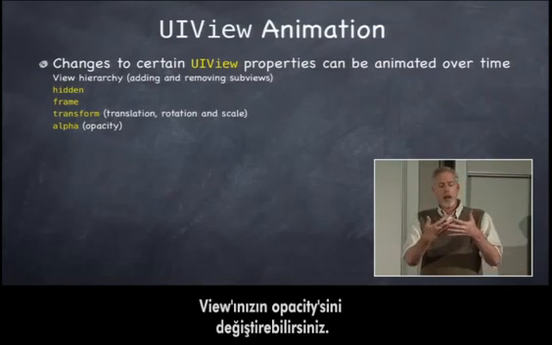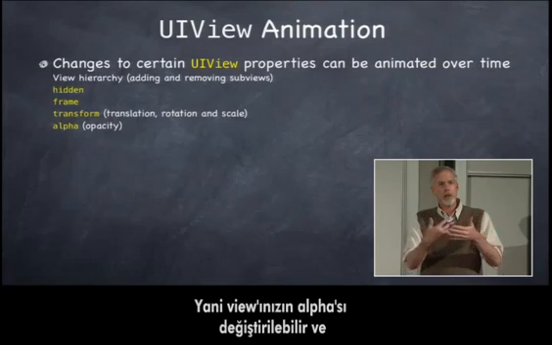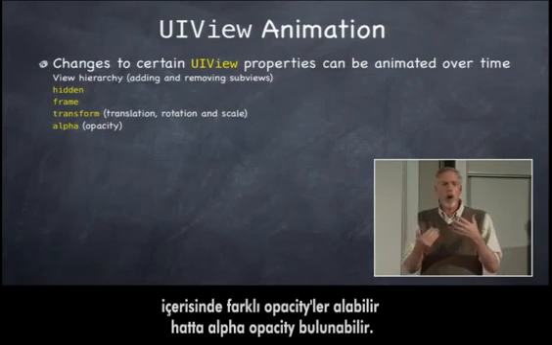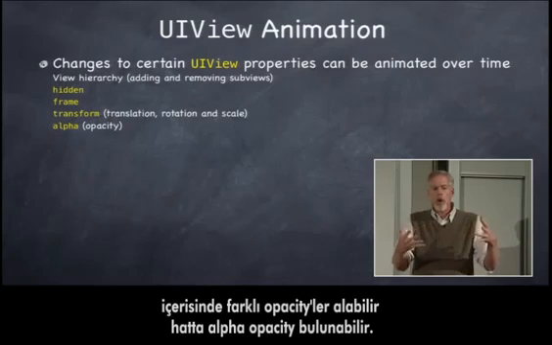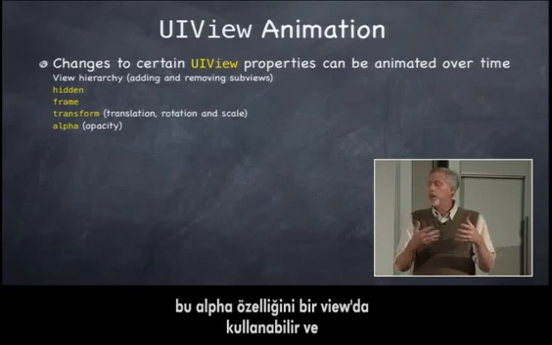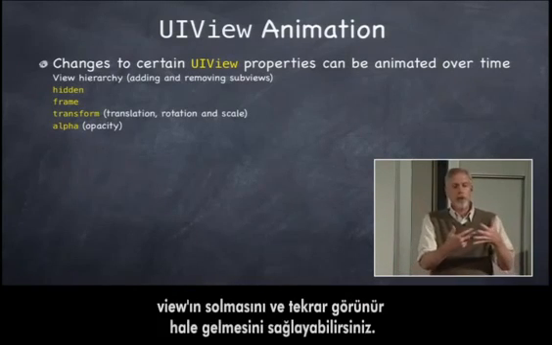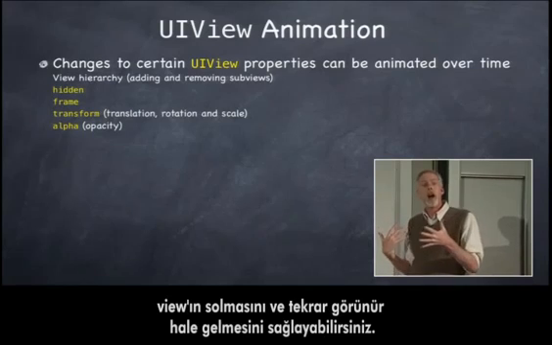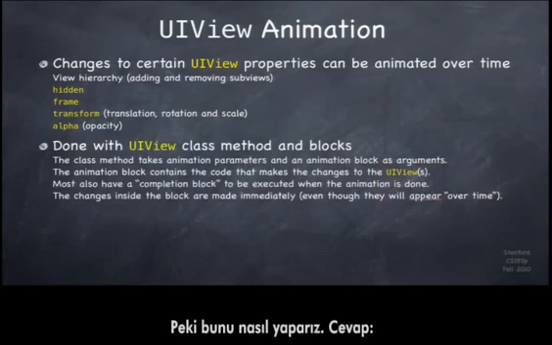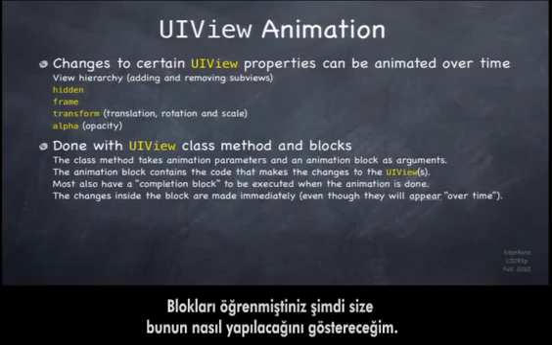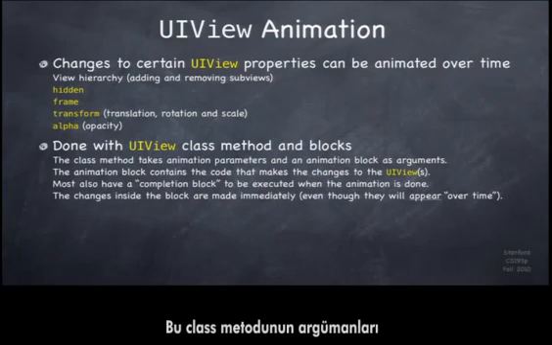You can animate the overall opacity of your view. Your view can be drawn with alpha and different opacities inside of it, but there's also the overall opacity: this property alpha on a view can be used to make a view fade out or fade back in, okay? So how do we do this? The answer is it's done with a UIView class method, actually a few UIView class methods, and blocks. Now that you've learned blocks, I can show you how to do this.